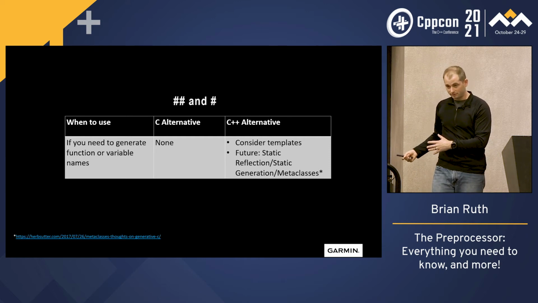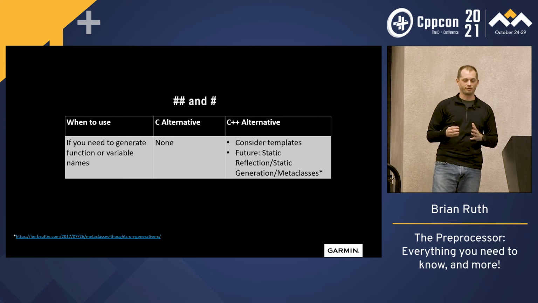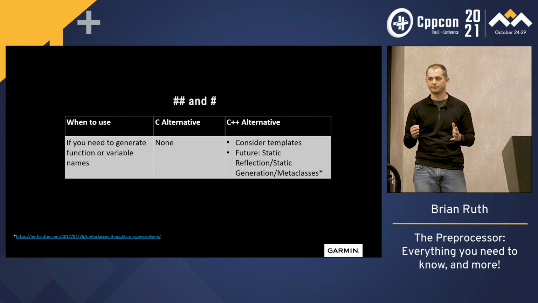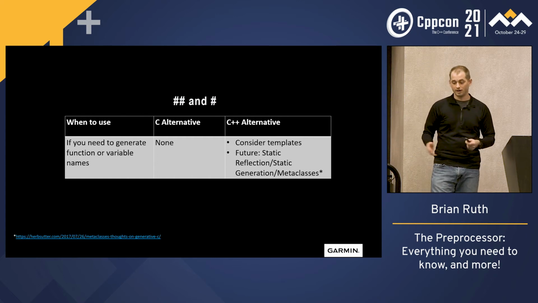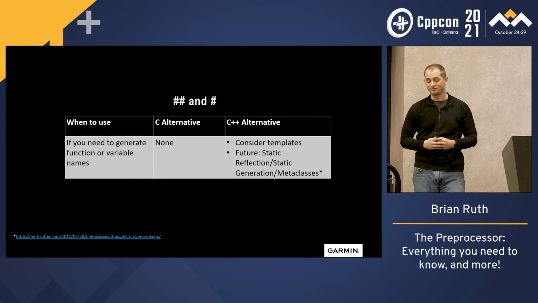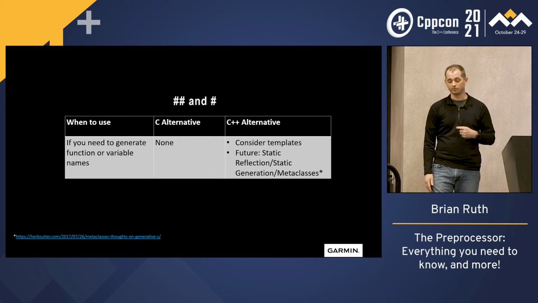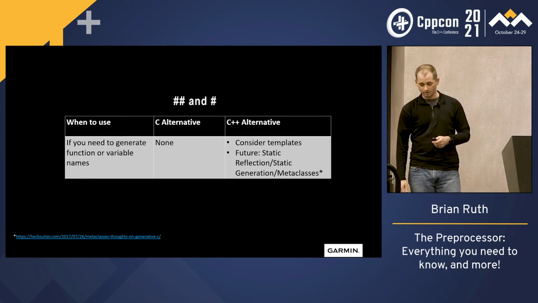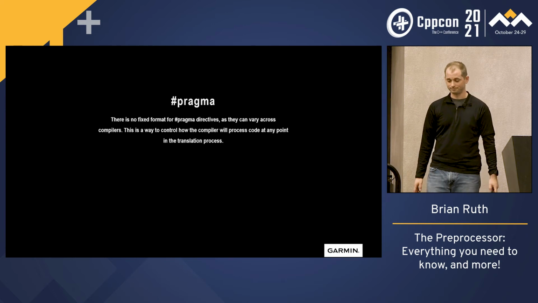In C++, consider using templates. See if you can possibly replace that with a templated function or something that's going to allow you to be a little bit more generic. In the future, we're going to have metaclasses. And I've also been informed that it's called static reflection and static generation as well. But that's something in the future. There's a link to Herb's talk when he talked about it. No, that's the blog post is what that is. But he did do a talk on it as well.